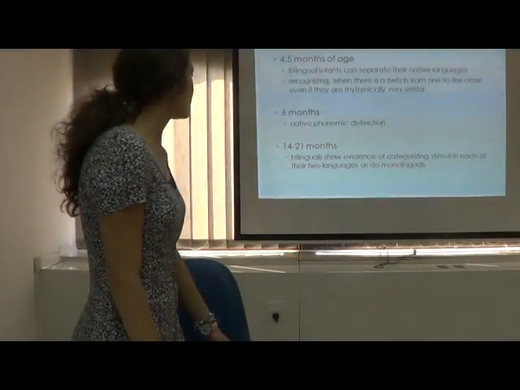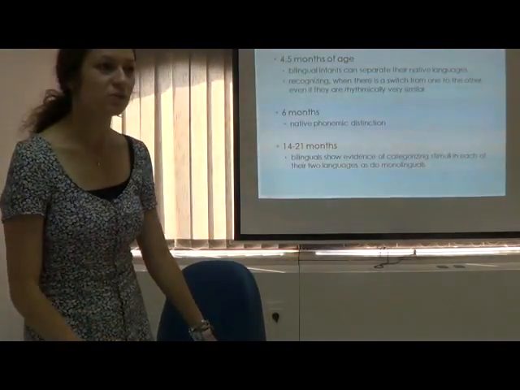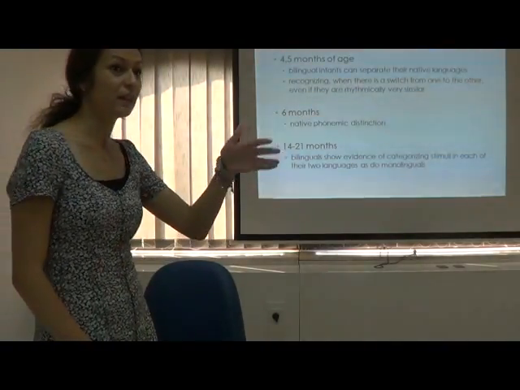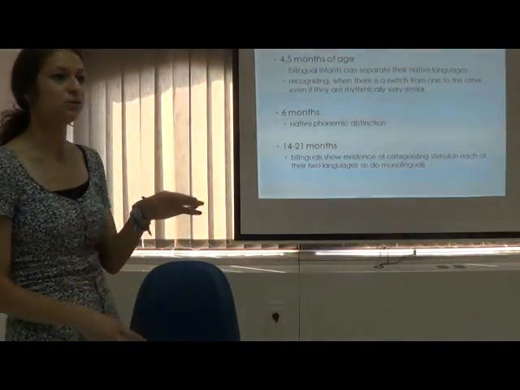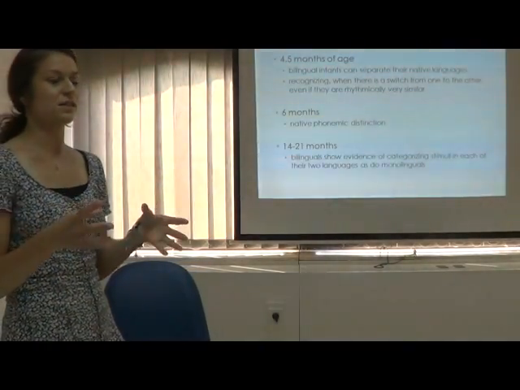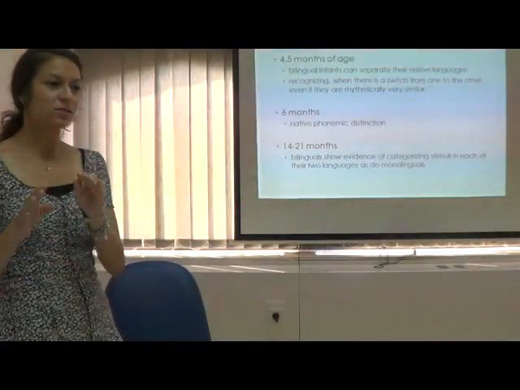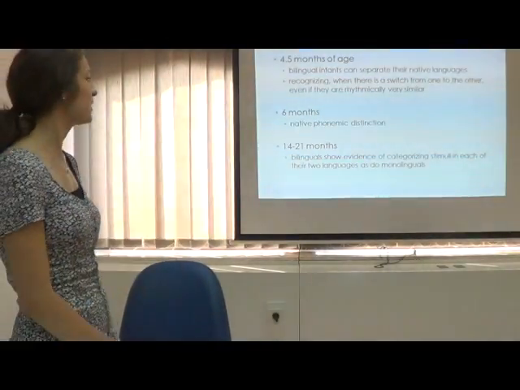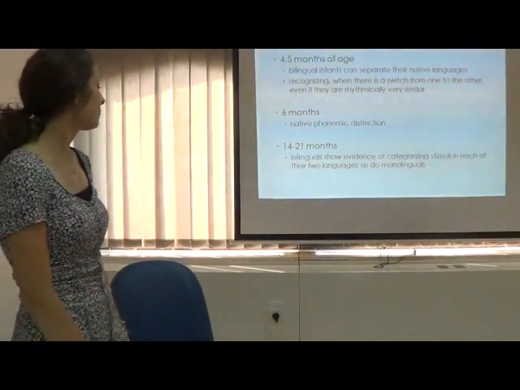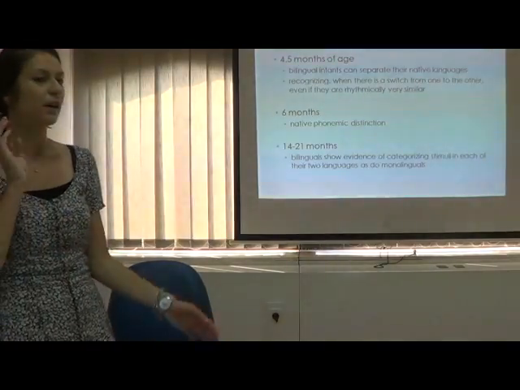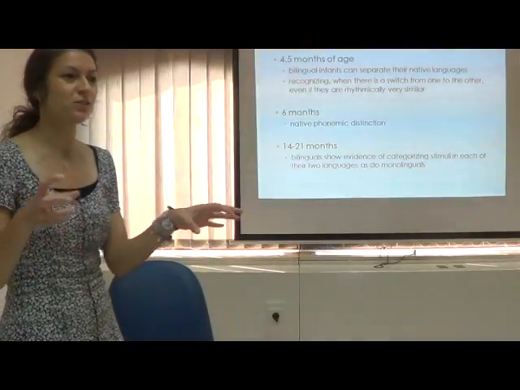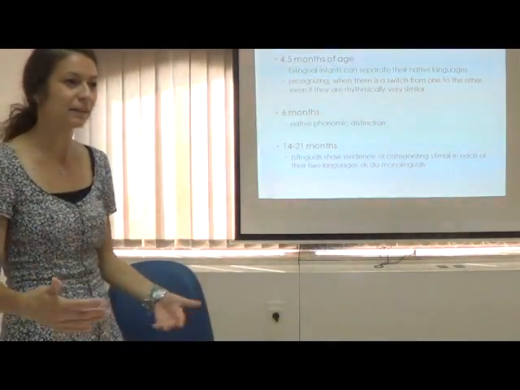At 6 months, there's a native phonemic distinction as opposed to a non-native phonemic distinction. So if they hear a non-native language on TV, they will be able to sense the phonemic distinction, as in clear vowels in Serbian and not so clear vowels in English. That type of distinction. And at 14 to 21 months, they actually recognize that these are two languages and I'm not speaking just one, so that's when they're figuring out that they're bilingual.